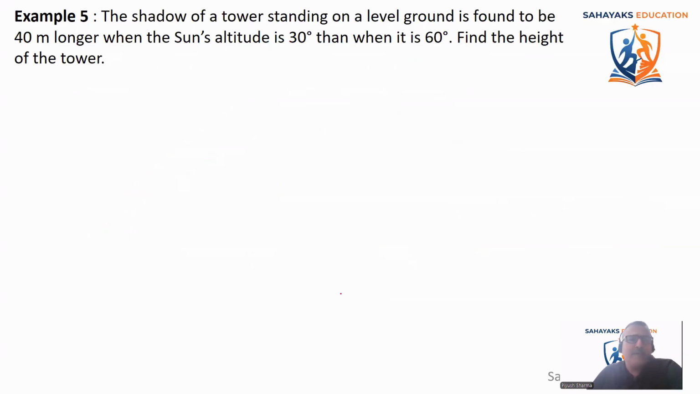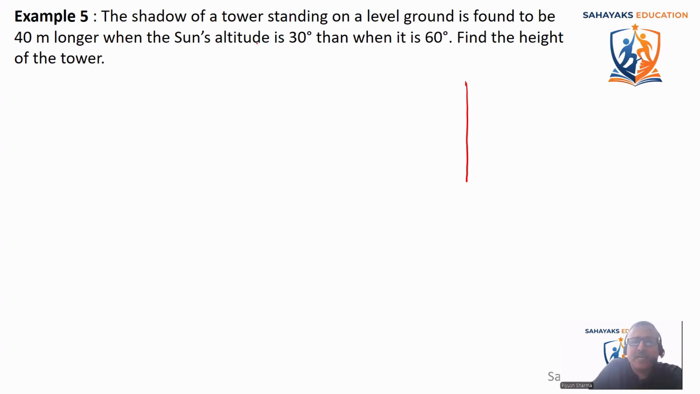Okay, so coming to the next question. It says, the shadow of a tower standing on the level ground is found to be 40 meters longer when the sun's altitude is 30 degrees than when it is 60 degrees. Find the height of the tower. This is a very nice question, and this kind of question generally comes in the exam. The sun's angle of elevation is different at 2 points.